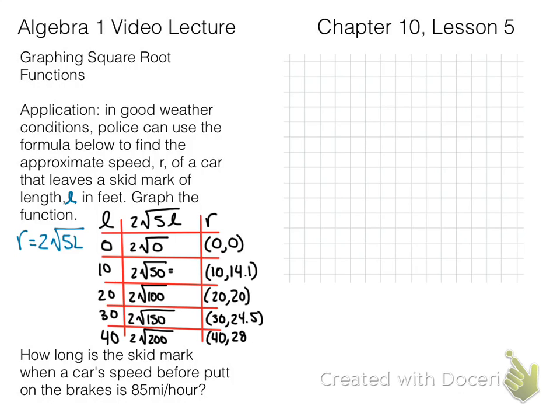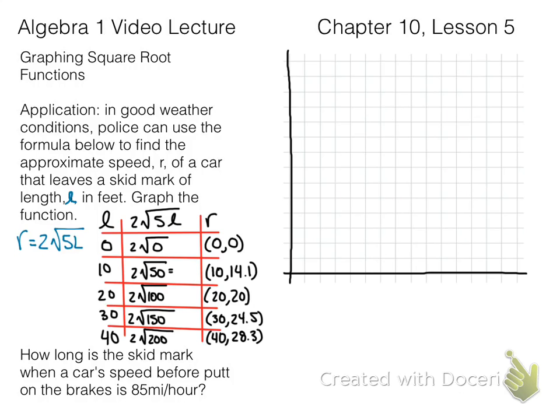If it was leaving a 10-foot skid mark, the car was traveling at 14.1 miles per hour. If it left a 20-foot skid mark, it was traveling at 20 miles per hour. If it left a 30-foot skid mark, it was traveling at 24.5 miles per hour. And if it left a 40-foot skid mark, it was traveling at 28.3 miles per hour.